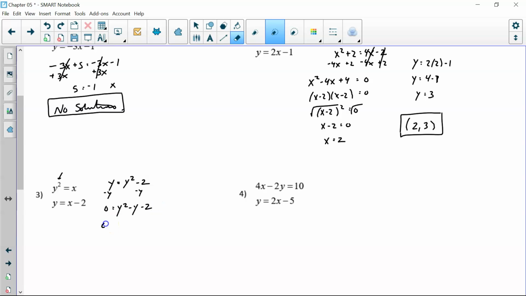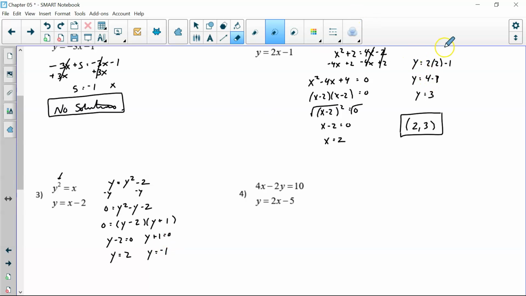And we can factor this. y and y. Multiply to negative 2 and add to negative 1, we get minus 2, and then plus 1. So set the factors equal to 0. y minus 2 equals 0. y plus 1 equals 0. So our solutions for y are y equals 2 and y equals negative 1.